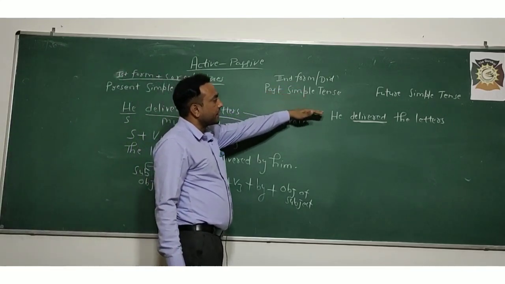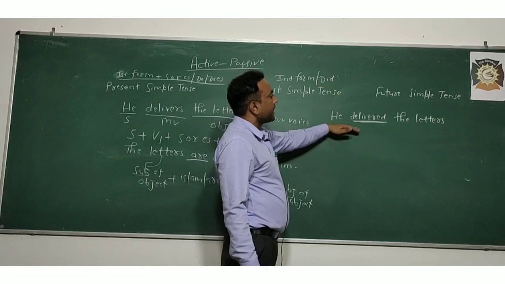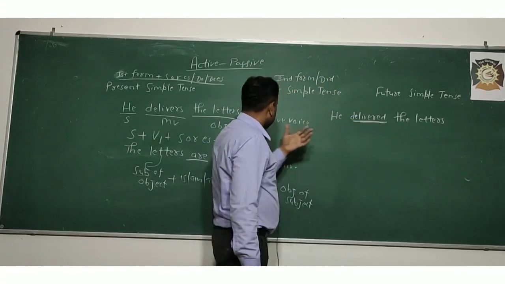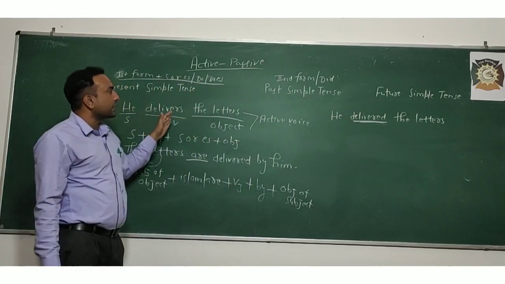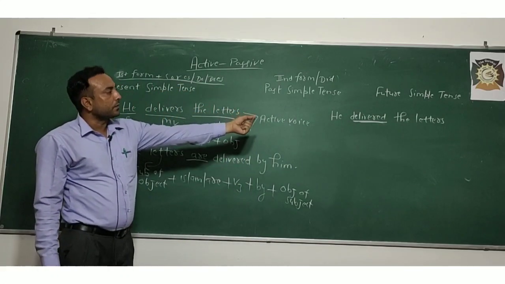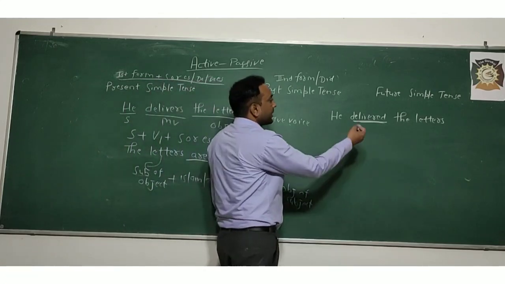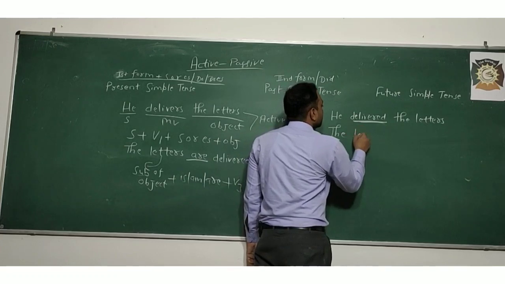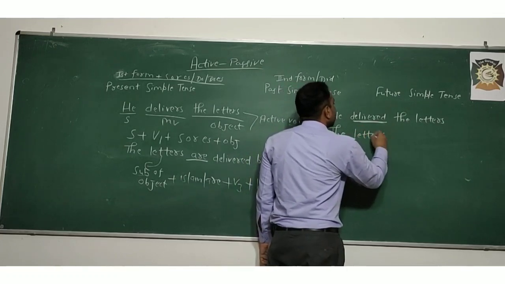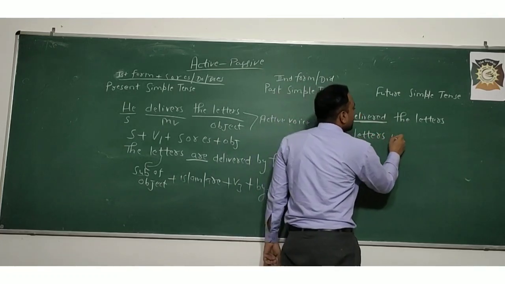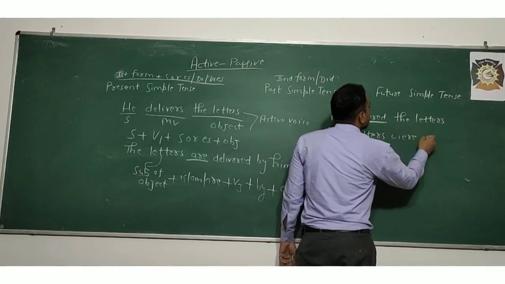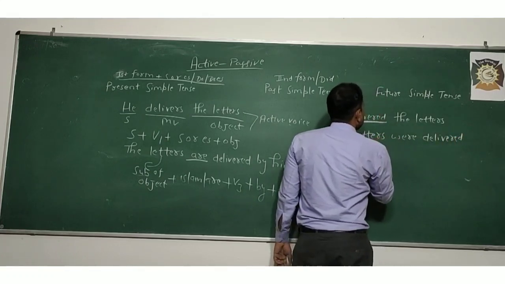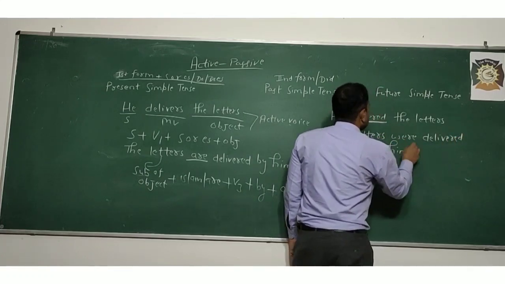And second form, and in negative or interrogative sentences did is given. So he delivered the letters, the sentence is completely the same as he delivers the letters, with only a slight difference in the main verb. He delivered the letters. Then how will you change it? The letters, letter is plural, so you will use were. Same, delivered, third form of the verb, delivered by him, full stop.